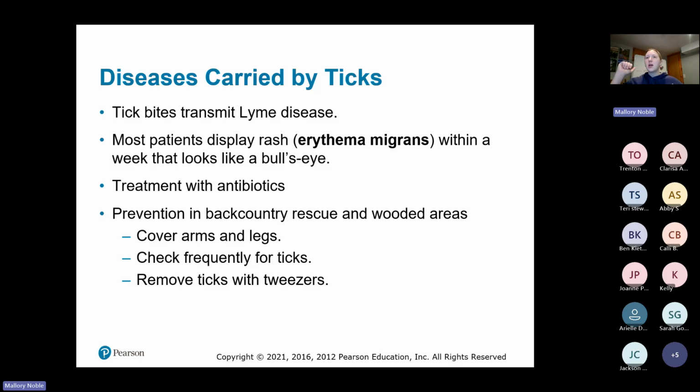Reason being, if you try and light it on fire while it's still attached, you got potential burns on the patient. We don't like that. If you try and smother it, which is another common method, usually with Vaseline, or I've heard some people use peanut butter, the idea being is that the tick will back itself out. It's not always the case. Sometimes it will burrow deeper. So the recommended medical way to remove them is with tweezers. Okay.